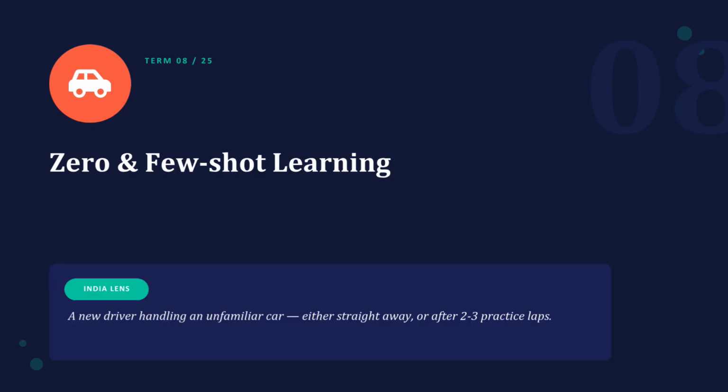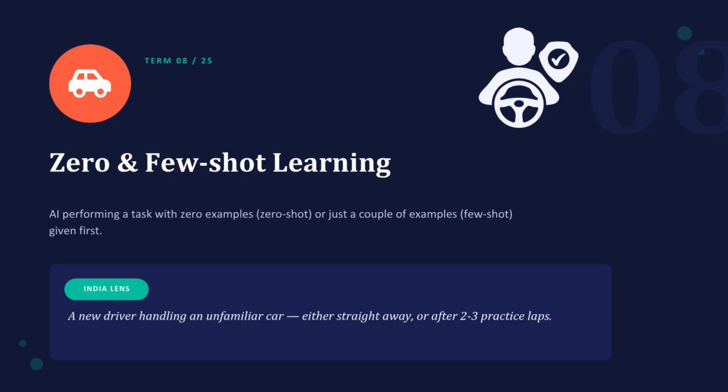Imagine a new driver being given the keys to a brand new car model he has never driven before. If he can drive it well without any practice, just based on general driving knowledge, that is zero-shot learning. The AI is tasked with zero examples given. Now, if you show him two or three quick demos first and then he drives confidently, that's few-shot learning. You give AI a few examples in your prompt, then it picks up the pattern instantly. That is why in my prompts I often say, here are two examples of how I want the email written. Now write the third one. That is few-shot prompting in action.